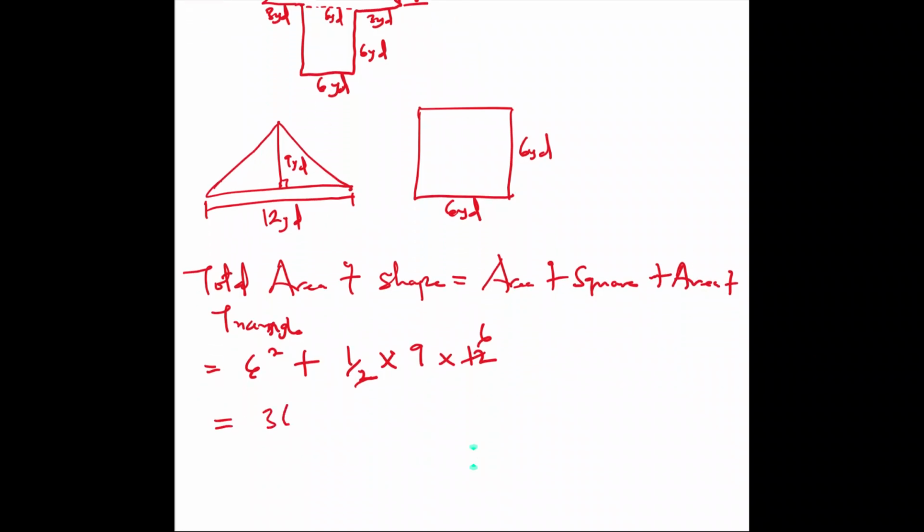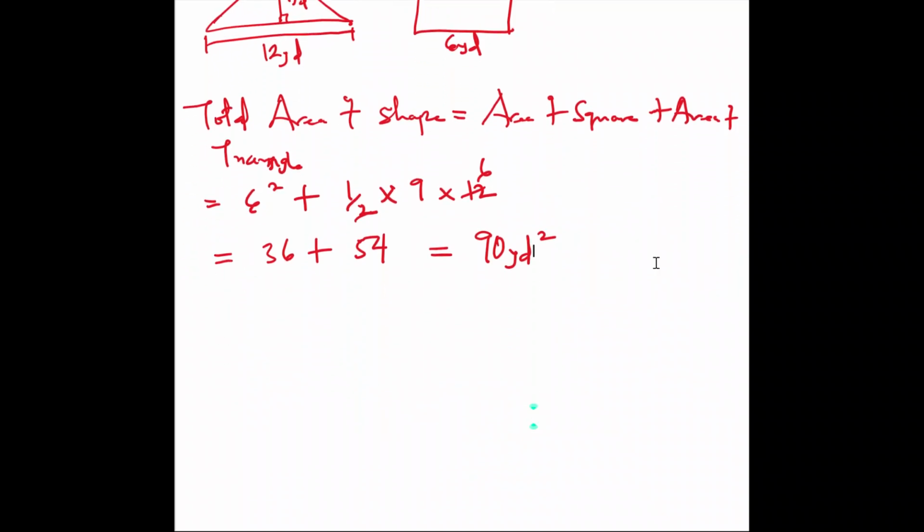12 divided by 2 is 6. Okay, so 6 times 6, 6 squared is 36, plus 9 times 6 is 54. If we add 36 plus 54, we should get 90 yards squared. Okay, and I'm going to do one more before I end this video.